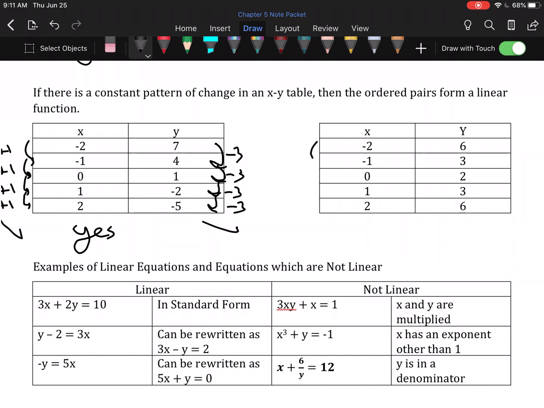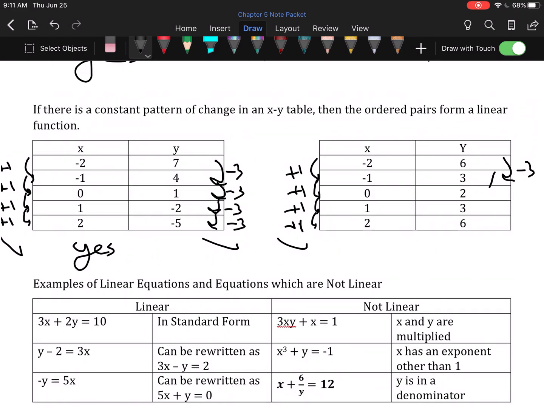In my next table, we've got the same thing. For the x's, we are constantly adding 1. So this side's fine. And the y's, 6 to 3 is a drop of 3. Okay. My iPad decided it wanted to freak out for a second. 3 to 2 is a drop of 1. 2 to 3 is an increase of 1. 3 to 6 is an increase of 3. That's not the same thing every time. So this isn't a linear function.